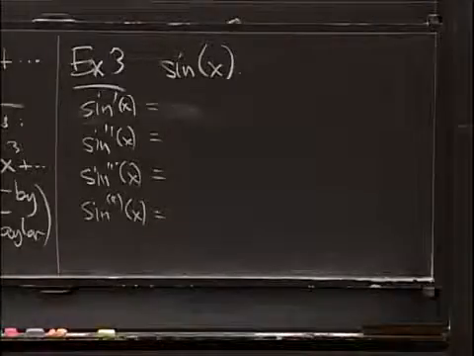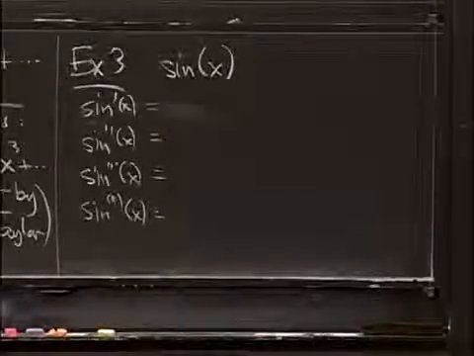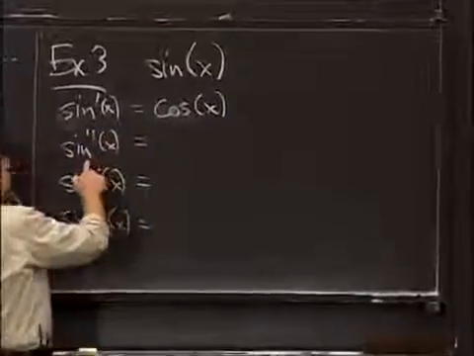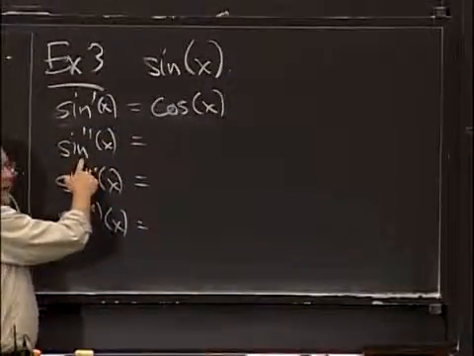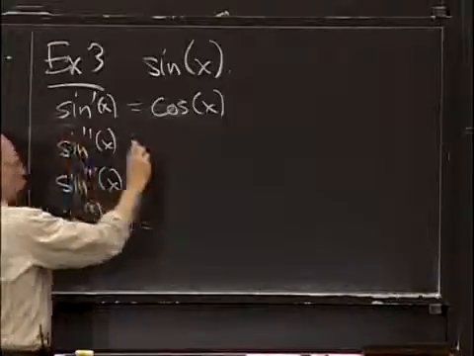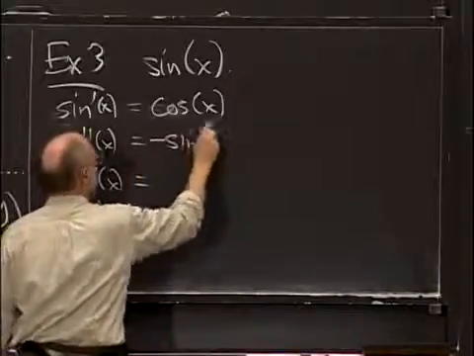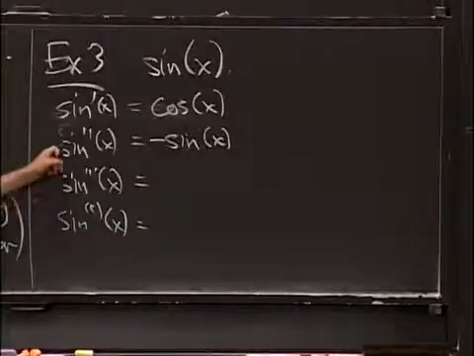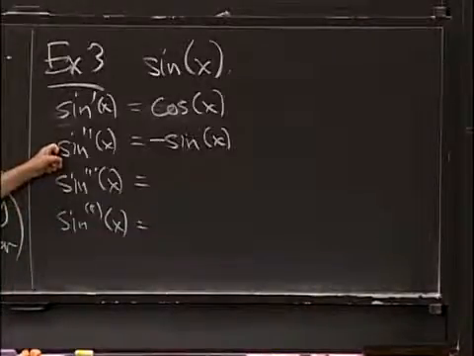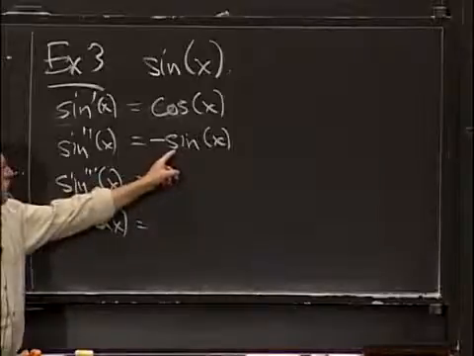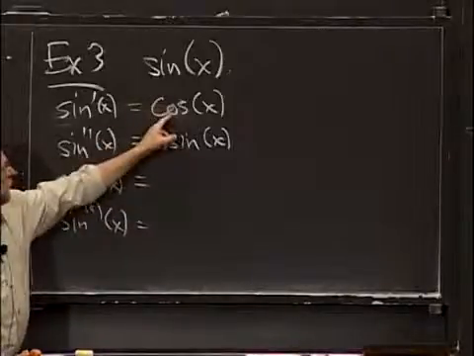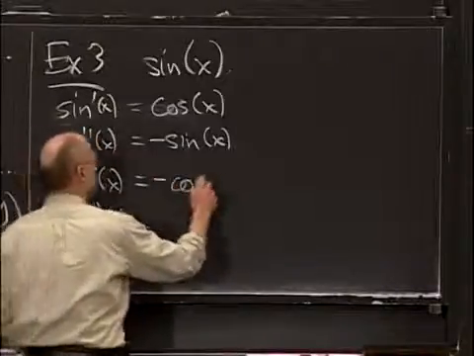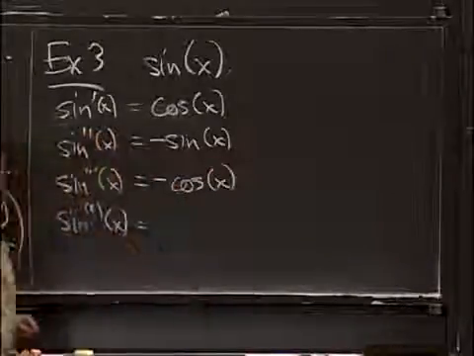Let's see, the derivative of the sine is the cosine. And the derivative of the cosine, that's the second derivative of sine, is what? Remember the minus, it's minus sine of x. Okay, now I want to take the third derivative of the sine, which is the derivative of sine prime prime, so it's the derivative of this. And we just decided the derivative of sine is cosine, so I get cosine, but I have this minus sign in front.